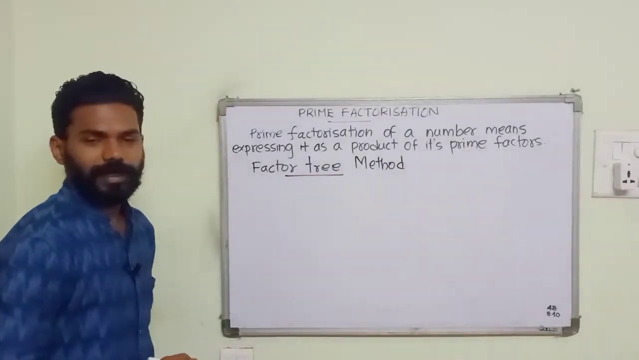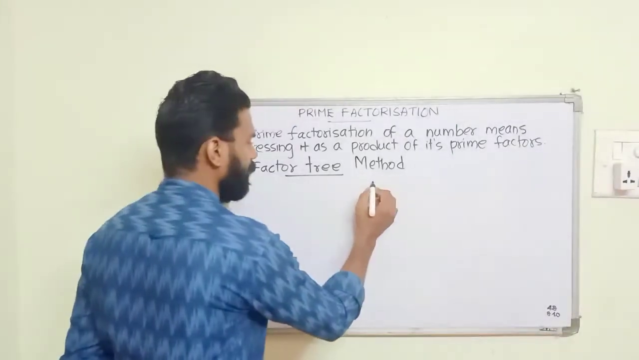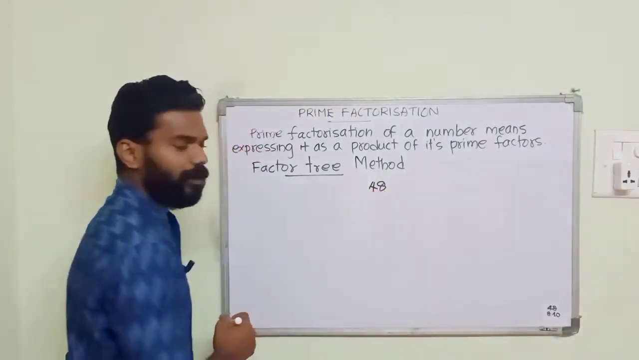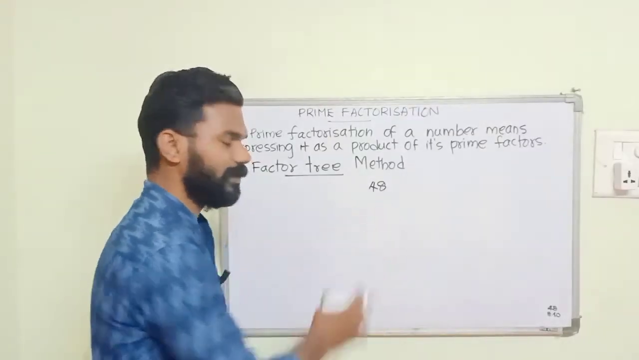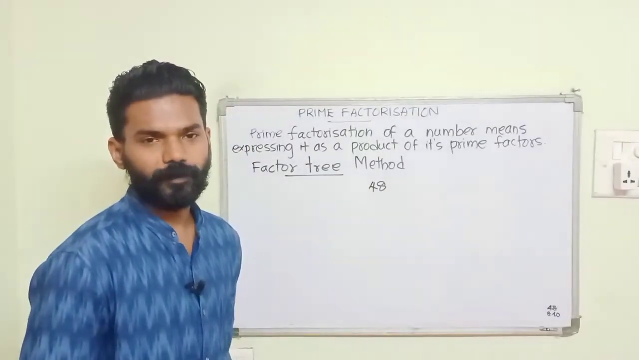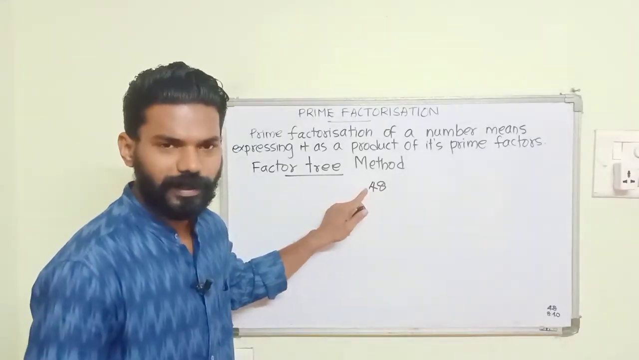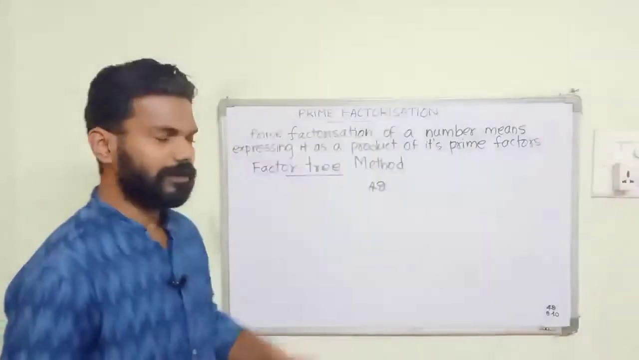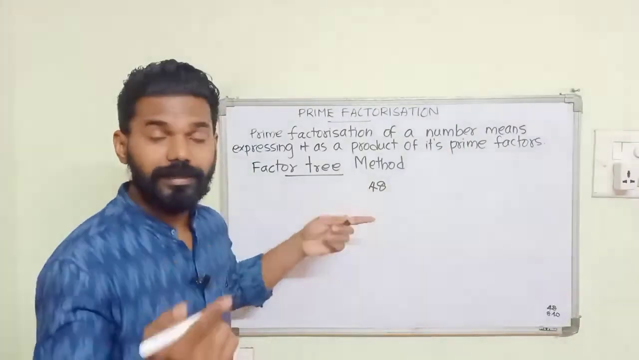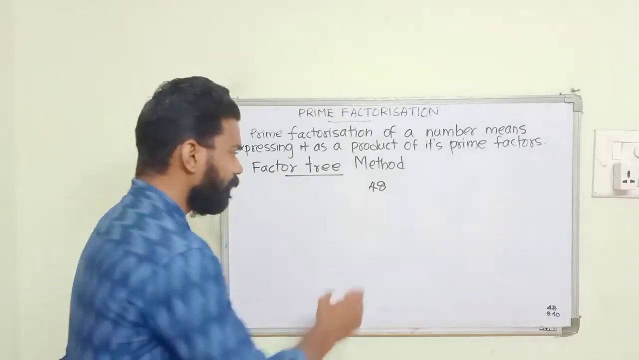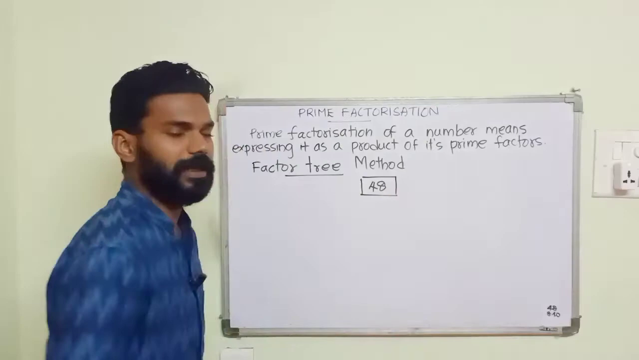So let's take an example. Let's consider the number 48, and now we are going to do the prime factorization of this number 48. In order to do the prime factorization of 48 by the factor tree method, as this number 48 is a composite number, we will begin by putting this 48 in a rectangle.